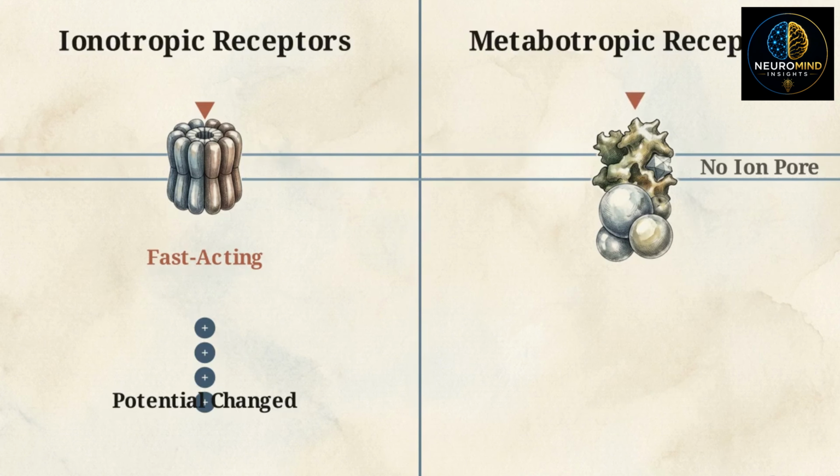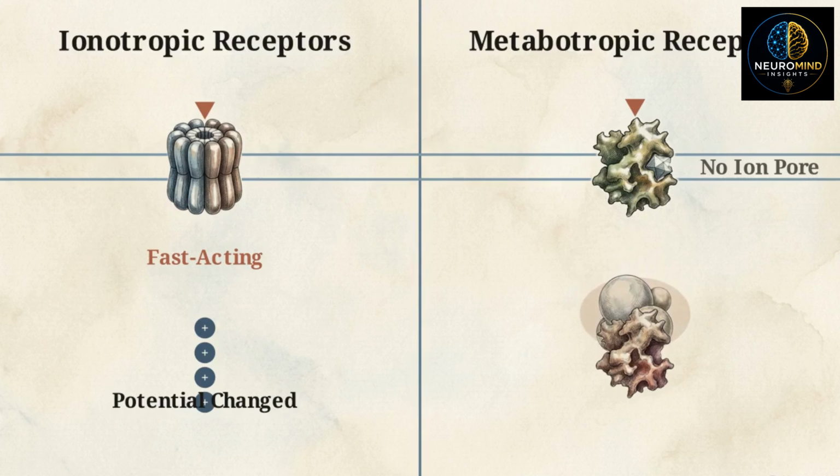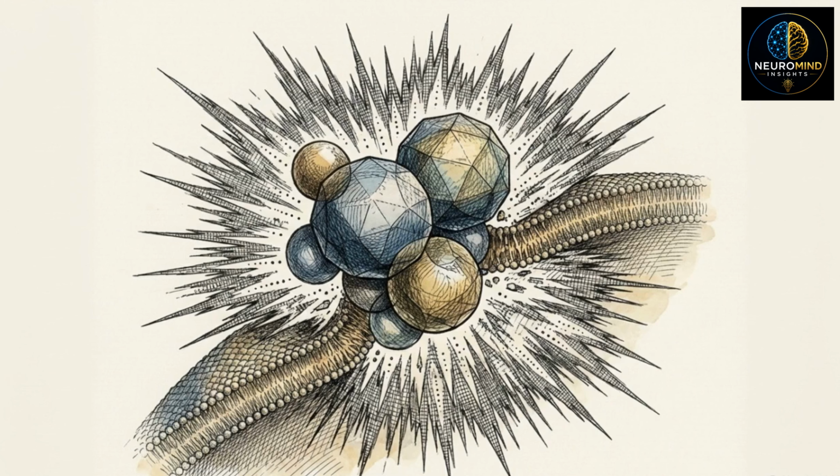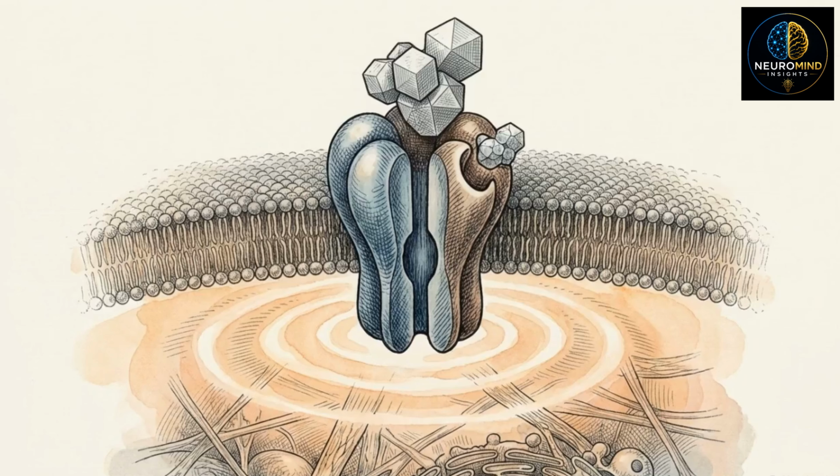On the right, we have metabotropic receptors. Notice that these lack an immediate ion pore. Instead, they are coupled to G proteins. Binding to this receptor awakens a G protein beneath the surface, which then detaches to initiate a cascade of secondary signaling and enzyme activations inside the cell. A neurotransmitter's ultimate function, whether it triggers an immediate electrical spike or a slow, sustained intracellular change, is entirely dependent on which of these two receptors it binds to.